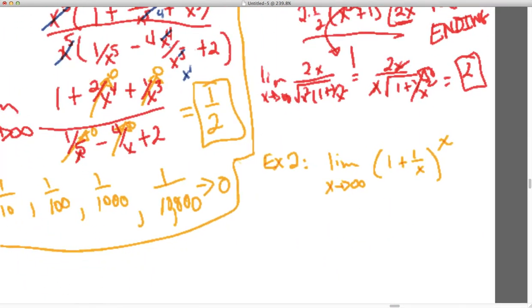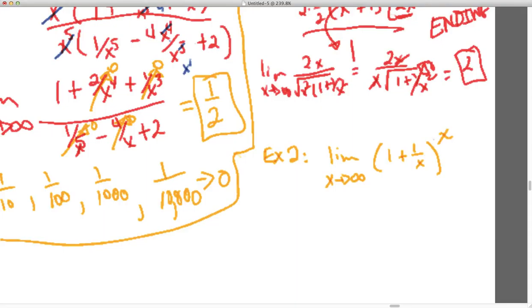All right, now let's look at this one here. If I plug in, 1 over infinity is 0, and 1 plus 0 is 1 raised to the infinity. That's definitely an indeterminate form. So if we have one of those, what you want to do is set y equal to that expression.